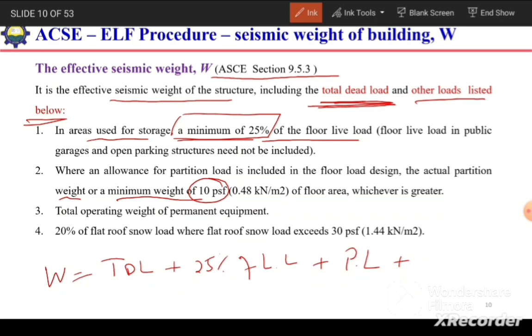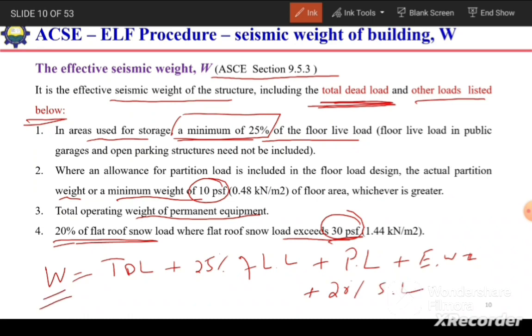Then this seismic weight will also include the total operating weight of permanent equipment. If there is some permanent equipment in the building, we need to consider the weight of that equipment. Plus, in areas where there is snow and the roof is flat, we need to consider 20% of the flat roof snow load where the flat roof snow load exceeds 30 pounds per square feet. So in areas where the snow load exceeds 30 pounds per square feet and the roof is flat, we need to consider this 20% snow load. So we can say plus 20% of snow load.